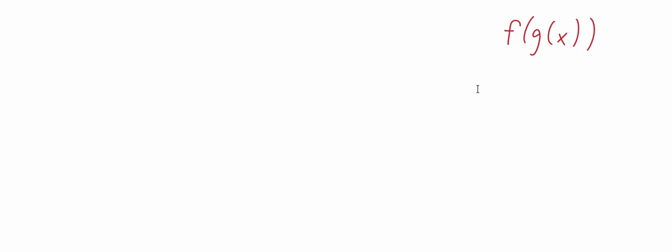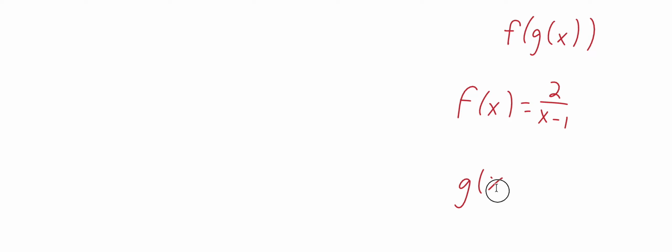So our f and g are going to be f of x is 2 over x minus 1, and g of x is 3 over x. And we're going to build the composite of these two functions, but more specifically, we're going to focus on thinking about the domain of this function. What does it look like when we combine the two of these together?